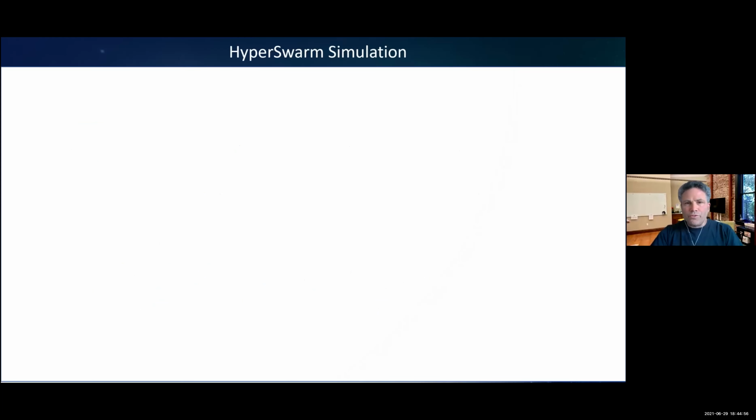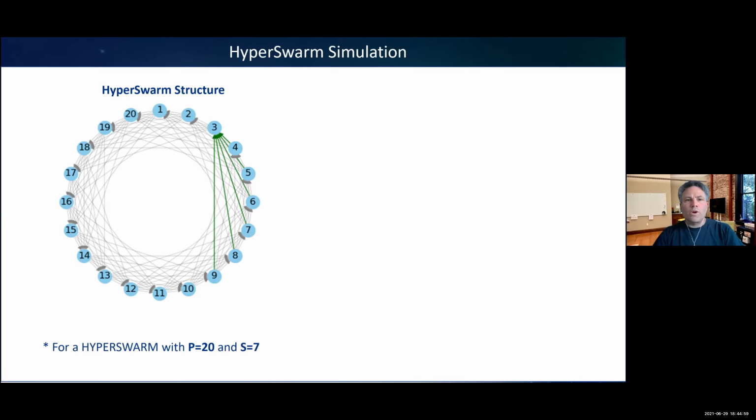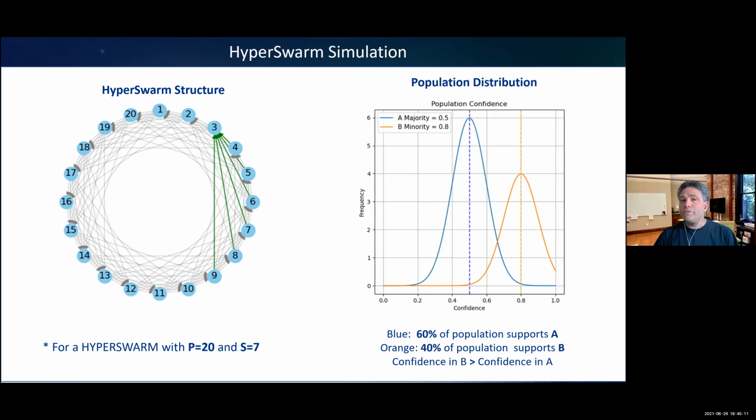And in particular, the simulation worked like this. Here's a simulated hyperswarm structure of a population 20, subgroup size 7, and each subgroup overlaps 7 other subgroups. Here's a population distribution where 60% of the population believed A, that's the blue line, that's the majority. 40% of the population believed B, that's the orange line, that's the minority. And the important thing is that the confidence of the minority people, on average, B, is higher than the confidence of A. So that was the population that we simulated.